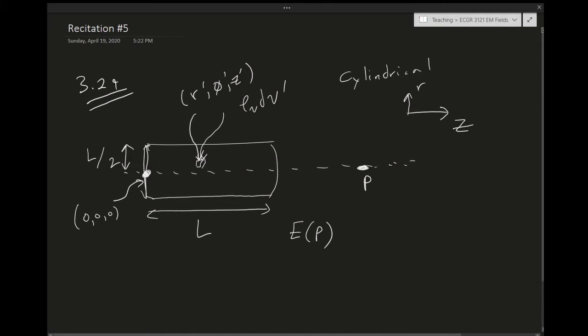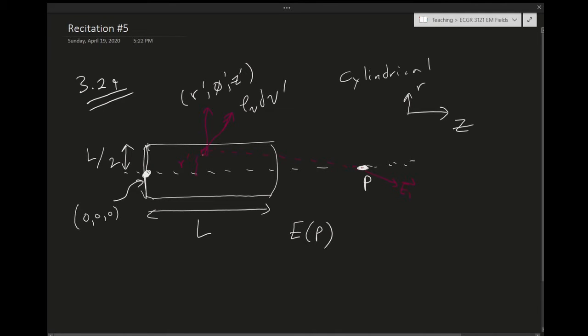From symmetry, let me draw this way up here actually. So this is the volume element up here. It has these coordinates and this charge density. And this element, of course, is r prime away from the axis. It has coordinates r prime, phi prime, and z prime. From the symmetry, if I draw a line from this charge element to the point, I would get a field, E1, that looks like this.